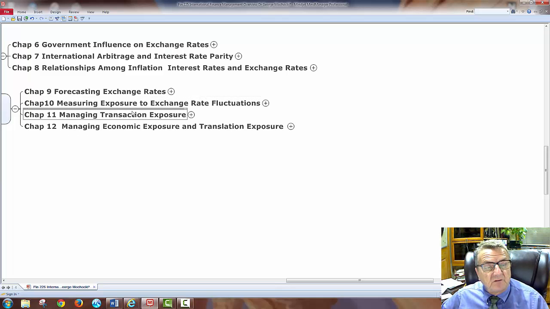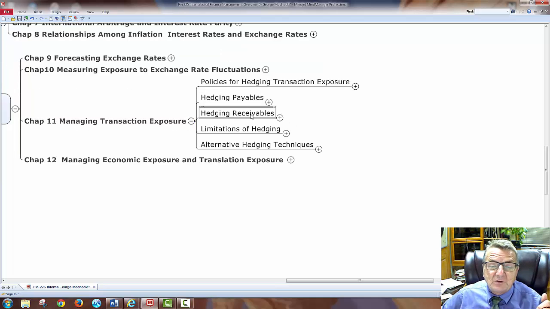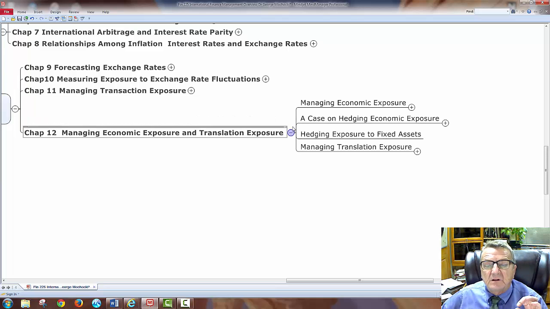Okay, now chapter 11, managing transactions. Hedging payables, when do I hedge? Buying the futures, hedging receivables, right? Limitations of hedging, alternative hedging techniques, and policies for hedging exposures, okay? Now, I see I got these all tied into the chapter, so I'll just leave it at this one, and it'll be better.